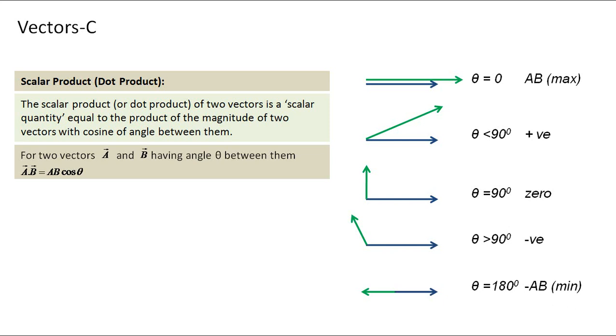In fact, the reverse also is true. Initially what we have seen is, if this happens, this is the result. The reverse also is true. Suppose it is mentioned the dot product is maximum. What is the angle between the two vectors? 0. If the dot product is 0, what is the angle between the two vectors? The angle is 90 degrees. If the dot product is negative, what does it imply? It implies the angle between the two vectors is obtuse, greater than 90.